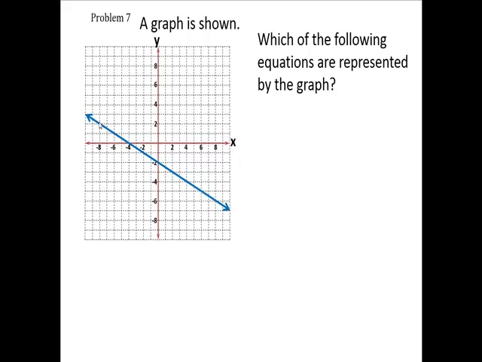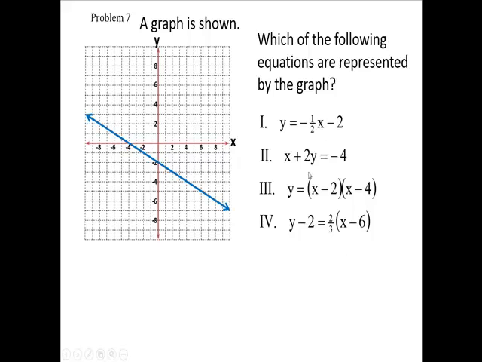You have this graph of this blue line. It's linear, isn't it? It's a line. Let's say a line, we're talking linear. And which of the following equations are represented by the graph? So we have four choices here, and we need to pick two of them.